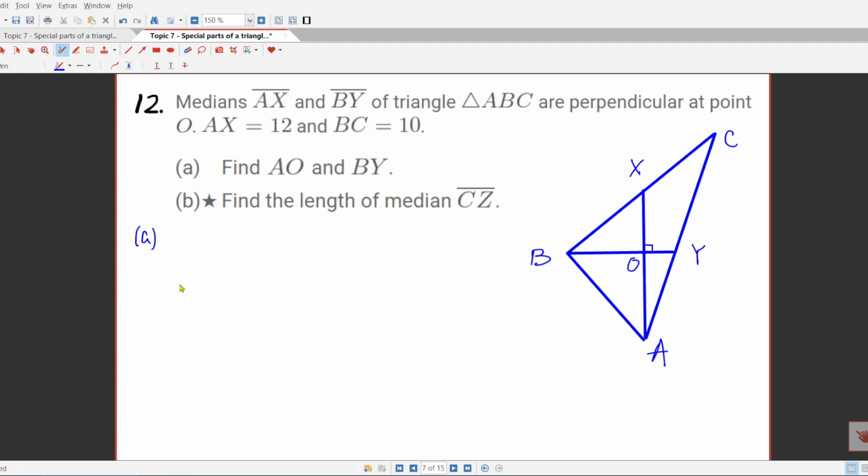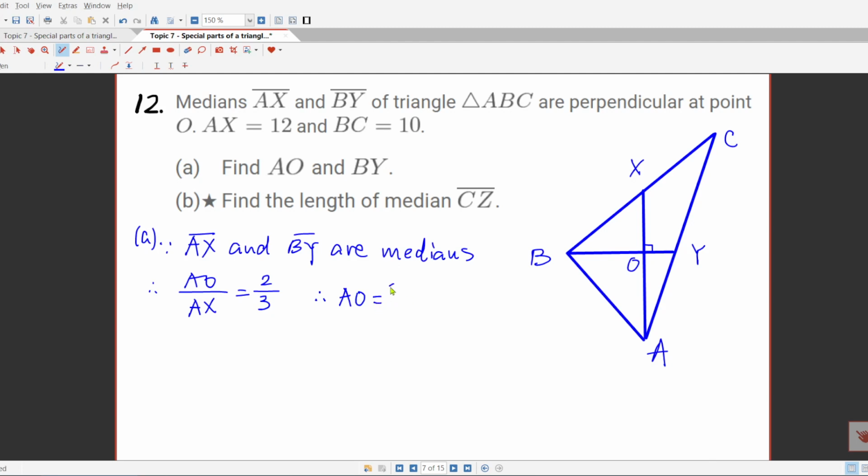Okay, first question. Since medians AX and BY meet at O, the point O must be the centroid of the triangle, right? Let's say AX and BY are medians, then again we are using the property of medians. AO over AX gives us 2 over 3, right? Therefore, we know AO equals 2/3 of AX, which equals 2/3 of 12, which is 8, right? That gives us AO.